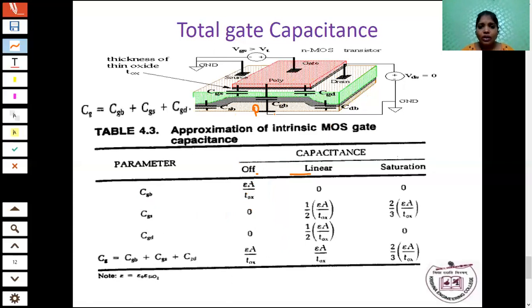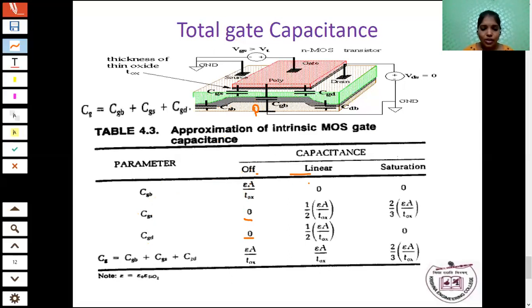So during the cutoff region, no channel is formed between source and drain, so CGS and CGD values are 0. There is a capacitance formed at CGB. I already explained the accumulation method. You know that during the cutoff region, the capacitance is formed between the gate and the P substrate, so its value is epsilon A divided by TOX.